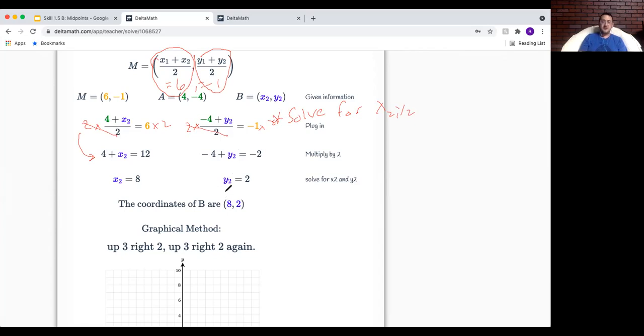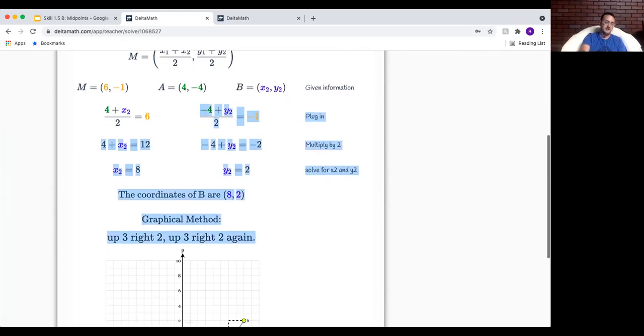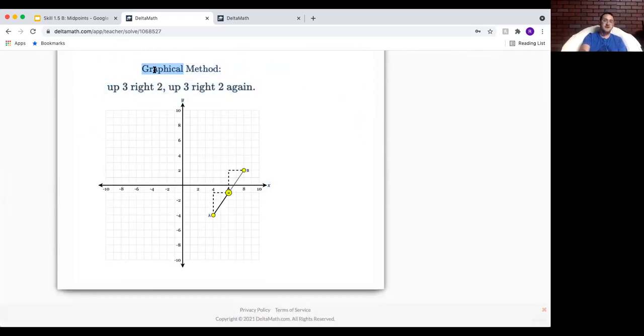So if you're kind of an algebraic person and you like formulas, I really recommend this way. And the other way that Delta Math has added is the graphical method. So this is kind of a hybrid of the number line approach.